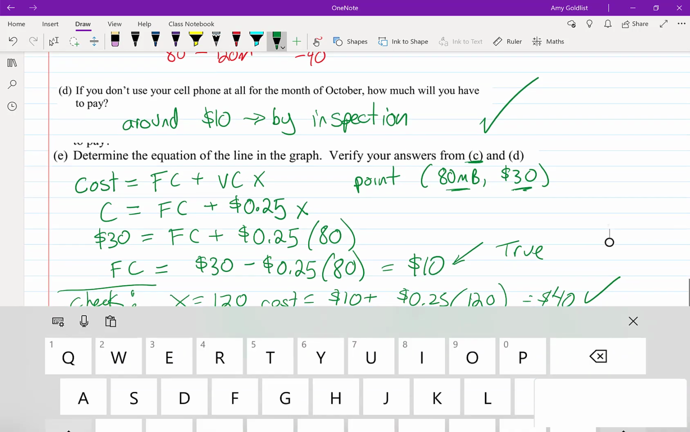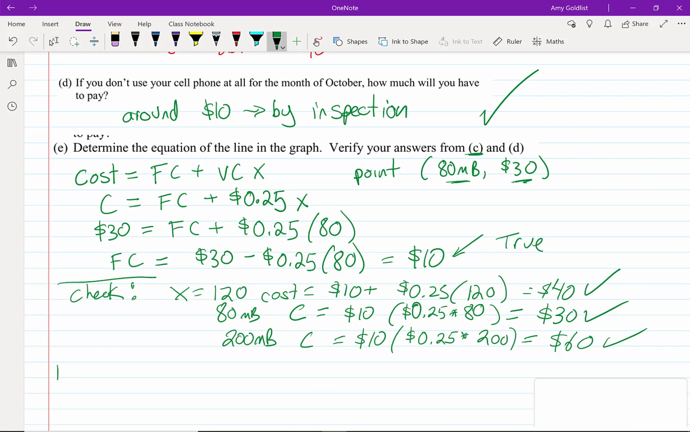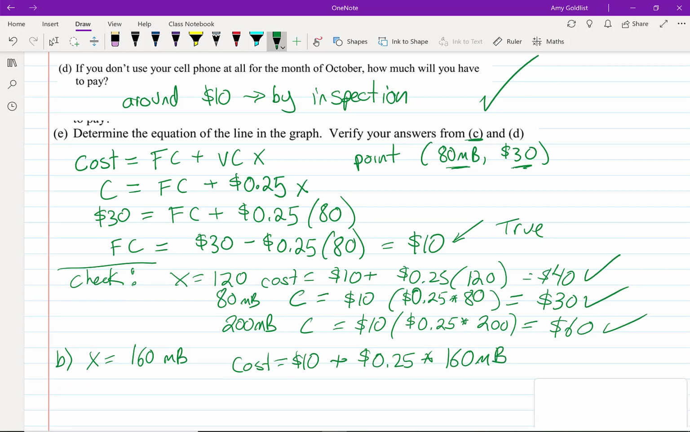Finally, I want to just verify part B. So B said, what happens when we make 160? So when we use 160 megabytes, our cost should be $10 plus 25 cents times 160 megabytes. Running this through a calculator, it equals $50, which is the amount that we estimated.